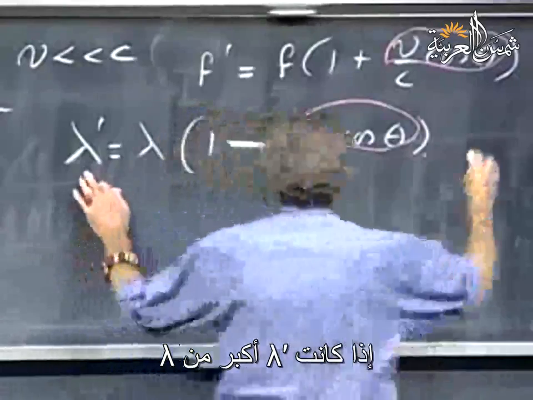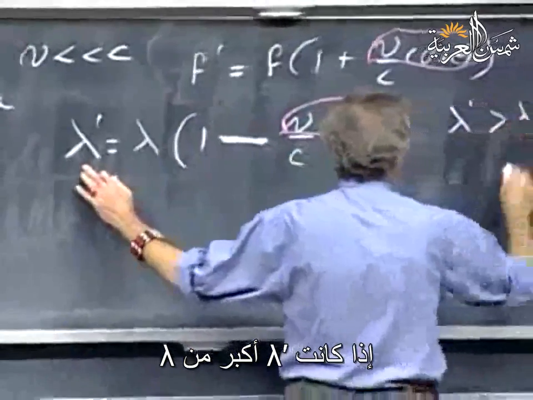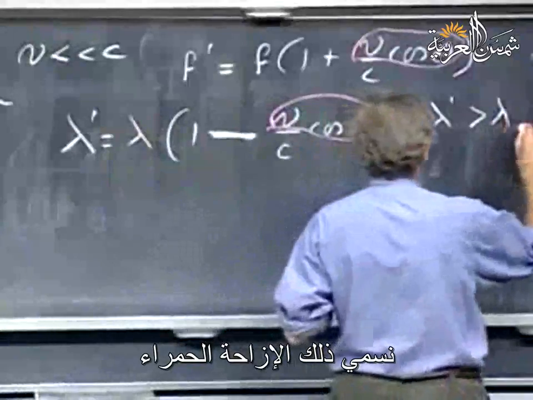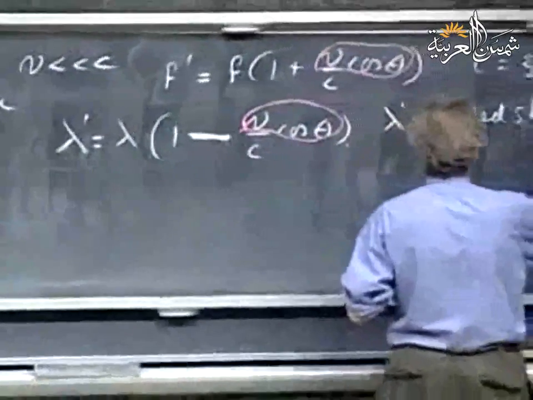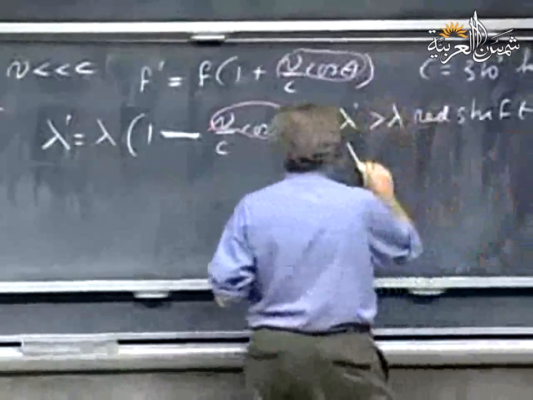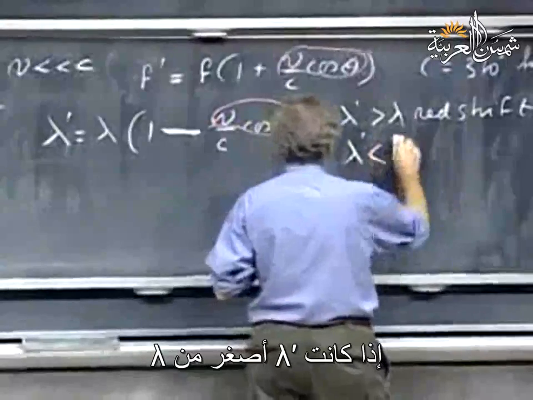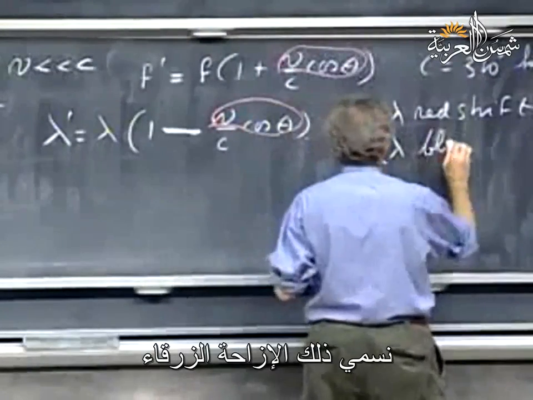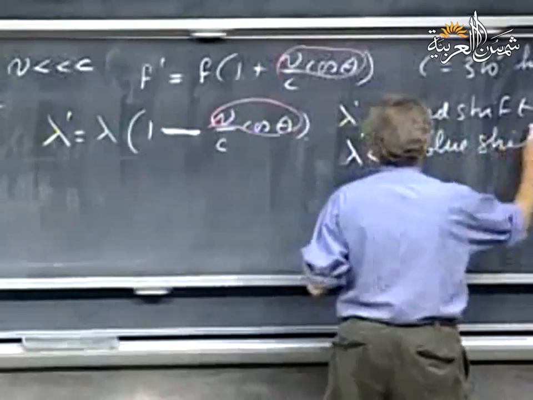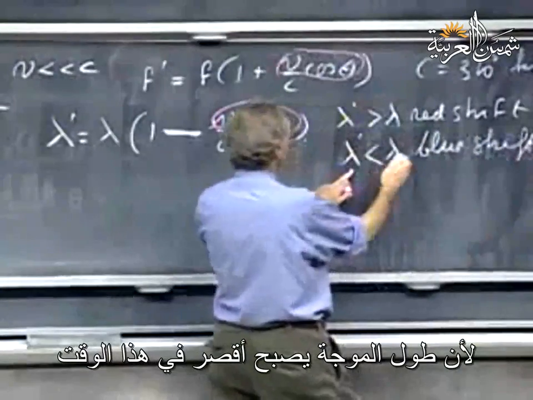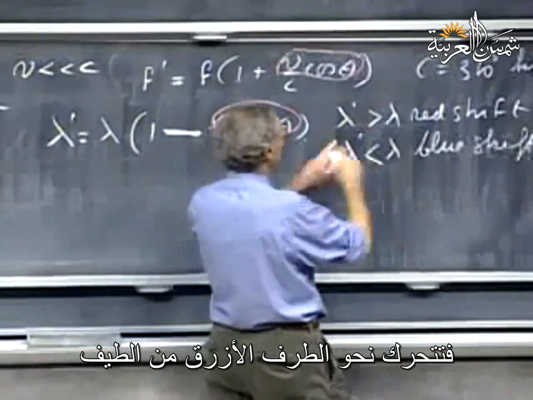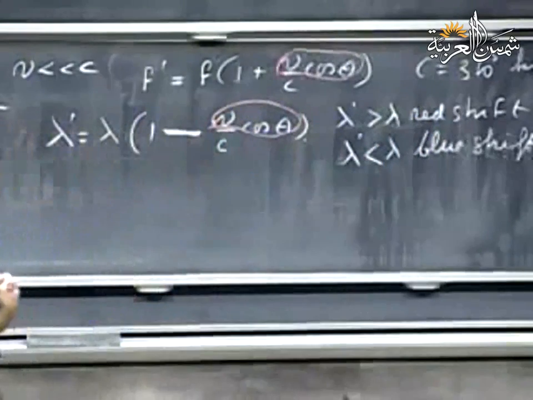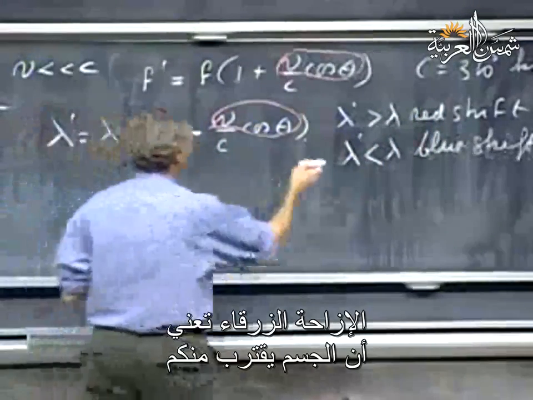If lambda prime is larger than lambda, the object is going away from us. We call that redshift. The object is receding. If lambda prime is less than lambda, we call that blue shift, because the wavelength becomes shorter and moves towards the blue end of the spectrum. Here it becomes larger, shifts to the red part of the spectrum. The blue shift means the object is approaching you.